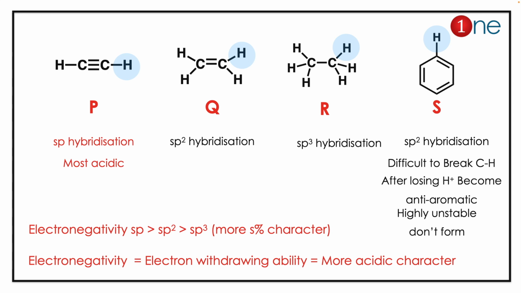Here the common confusion comes in benzene because it has sp2 hybridized carbon along with the hydrogen in the question. Here it is difficult to break the C-H bond because after losing H+ the system becomes anti-aromatic. Anti-aromatic systems are very much unstable. It won't allow the H+ to be lost. So the concept you have to learn here is: the more the s character, the more the electronegativity, which leads to more acidity.